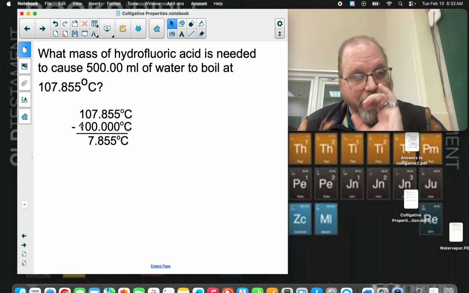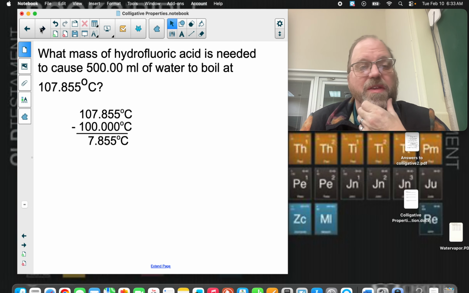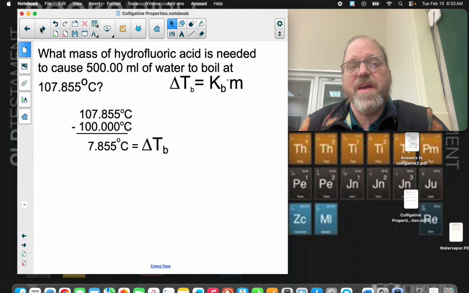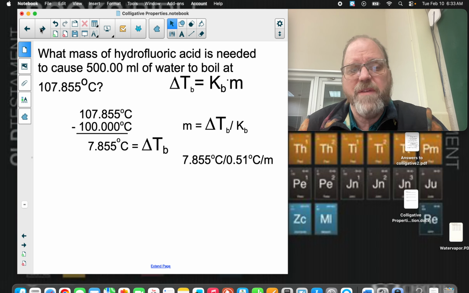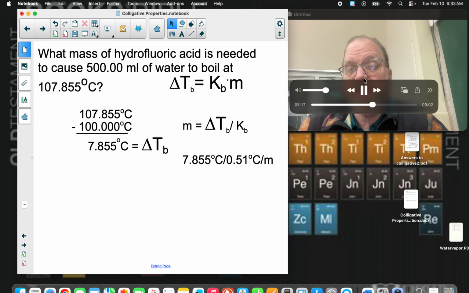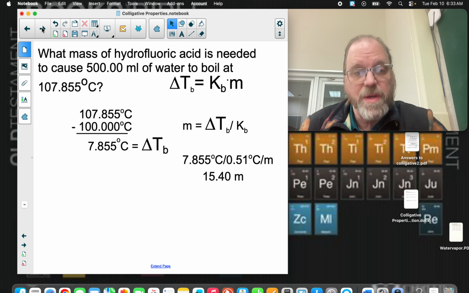It's from 100, make sure you remember, or whatever the boiling point of the solvent is. So that's my delta T sub B. My equation, again, delta T sub B is equal to KB times M. We're solving for M, so delta T sub B over KB. Put our values in, 7.855 degrees Celsius divided by 0.51 degrees Celsius per mole. We're going to have 4 sig figs because 0.51 is a constant. Now the KB of water, we divide through, we get 15.40 mole.